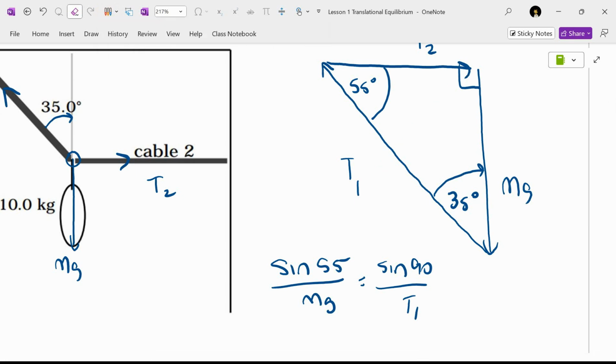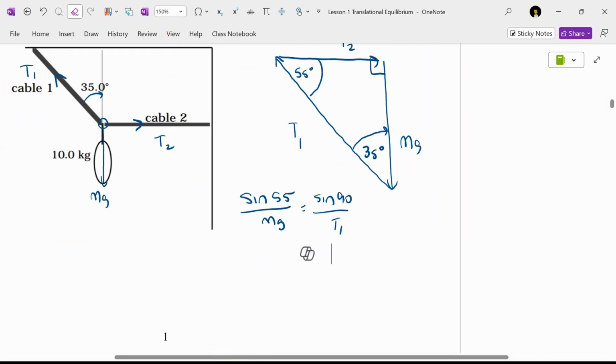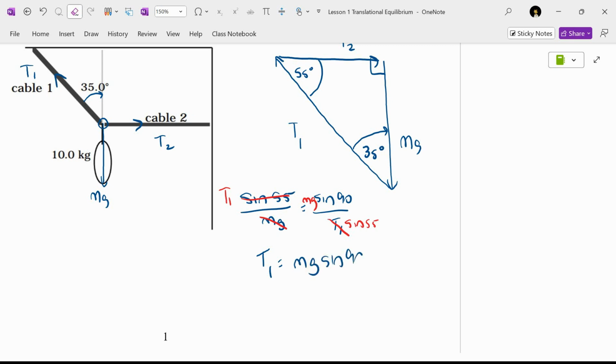That's my equation. Where is the T1 right now? On the... Bleh. I guess I'm going to have to multiply tension 1 to the top. I guess I'm going to multiply mg to the top. And I guess I'm going to divide by sine 55. I'll get tension 1 equals mg sine 90 divided by sine 55. I think I can go to my calculator.